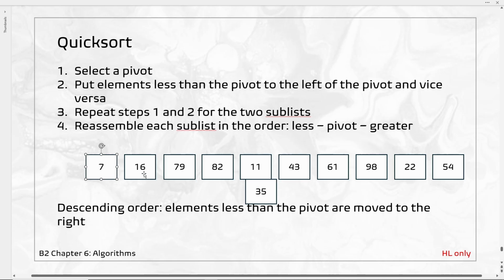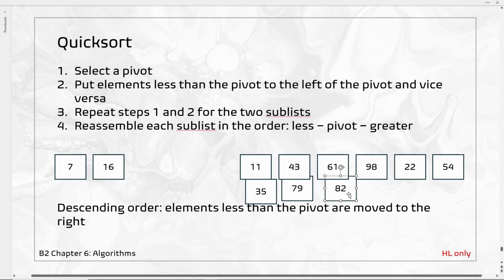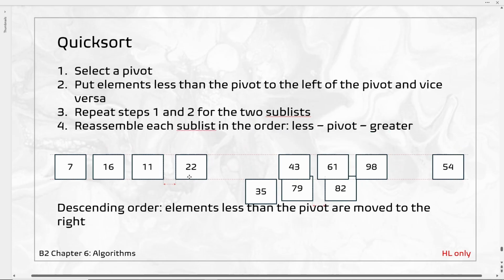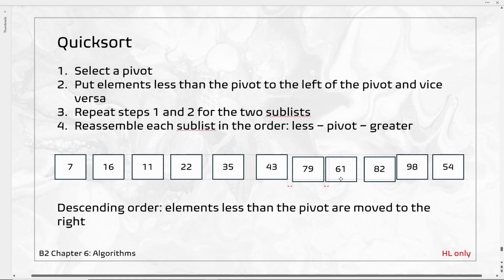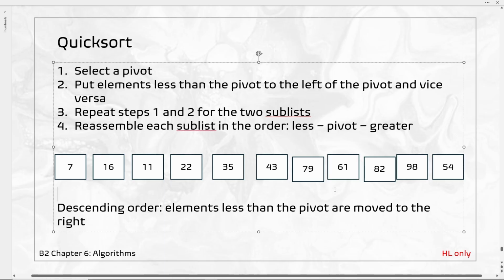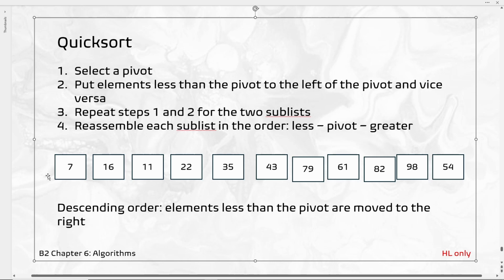So 7, 16, they're both less than 35, so these will just stay on the left side. Now 79 and 82 are both bigger than 35, so we'll move them to the right side. 11 is less than 35, so we'll just put it here. 43 is bigger than 35, and so is 61, and so is 98, so these will stay here. 22 is less than 35, so we'll put it over here. And now all of these numbers are bigger than 35, so we'll just put them in like so. And now we repeat this for these smaller sublists that have been created. And eventually what we get is a sorted list.